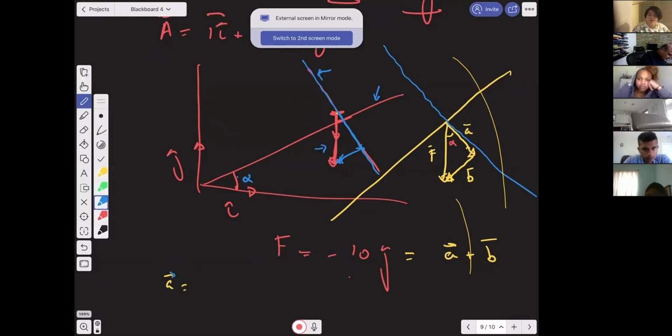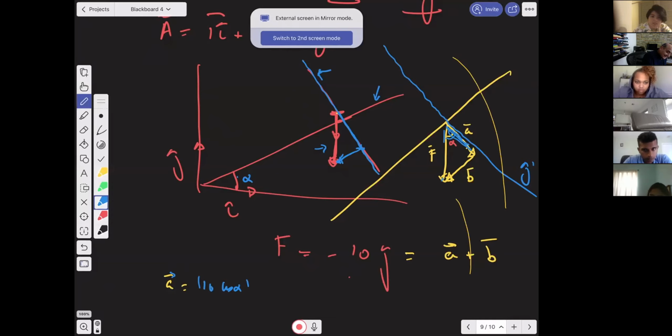But this direction is not the I direction. It's not the J direction. So let's call it the J prime direction. And A has a magnitude. Can you tell me what this magnitude is? Well, if this is 10 and this is alpha, 10 cosine of alpha will be the magnitude of A.